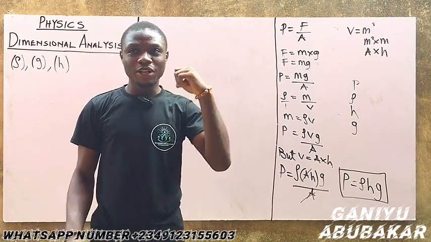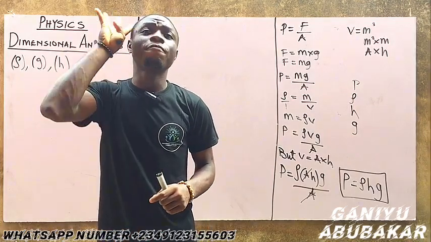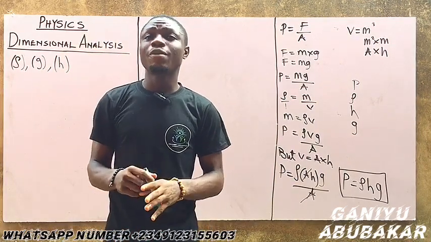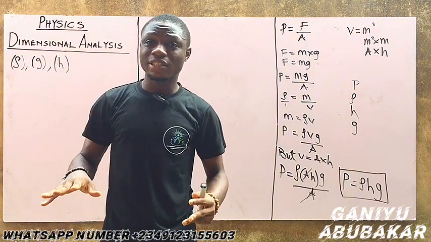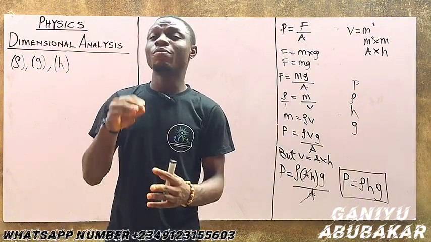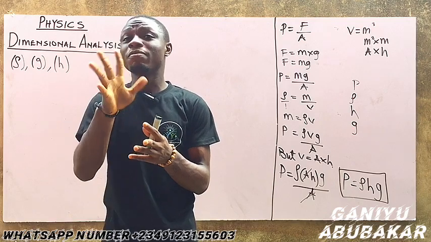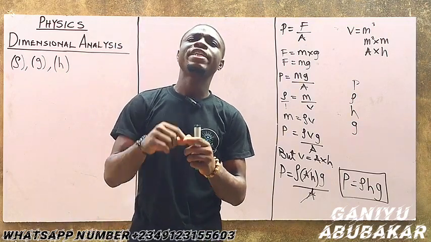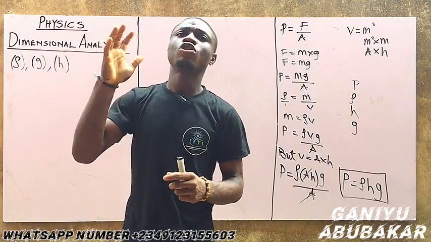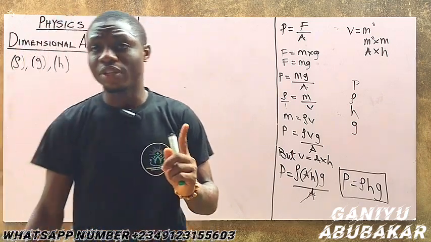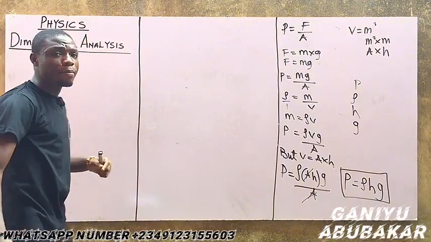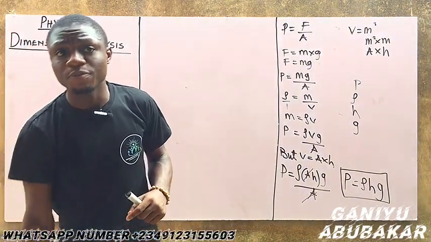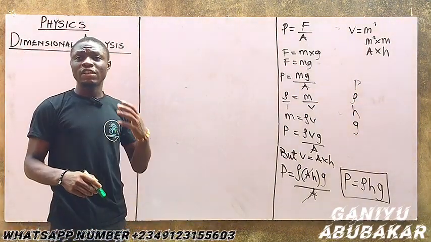Note that at A level, you'll be given a maximum of 4 parameters, and in some rare cases you'll be given 3. You can't be given 5. So when you are given 4 parameters, what do you do first? Your first task is to list out the given parameters.